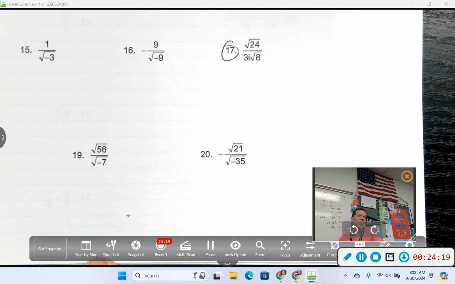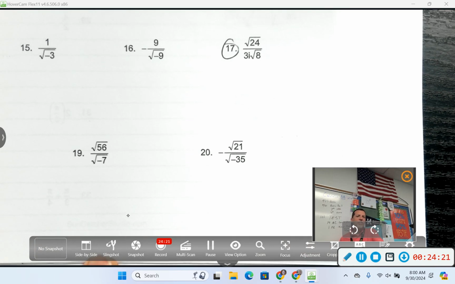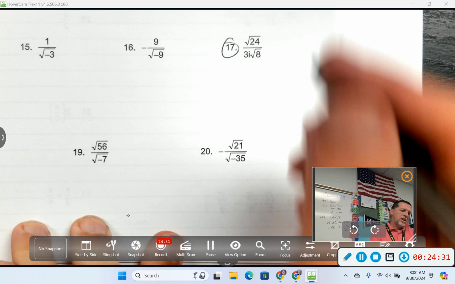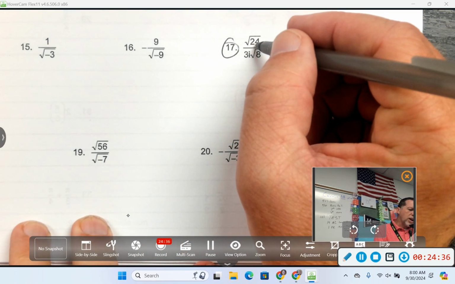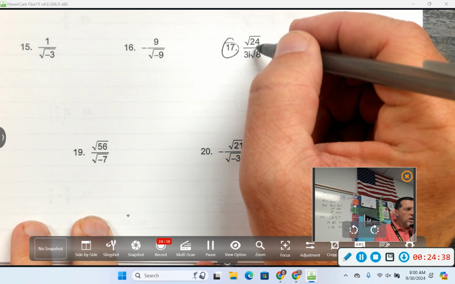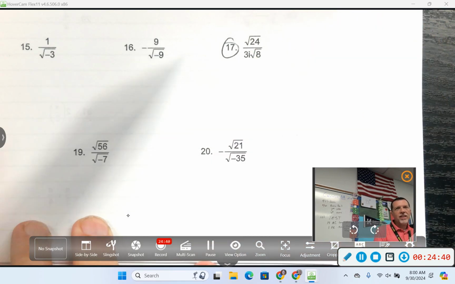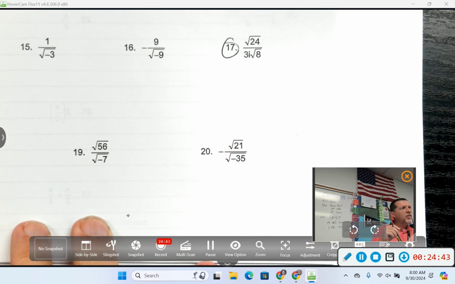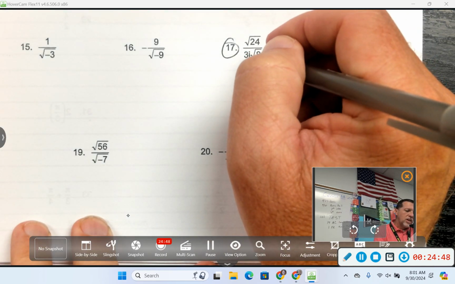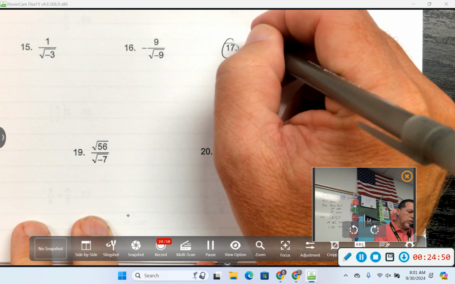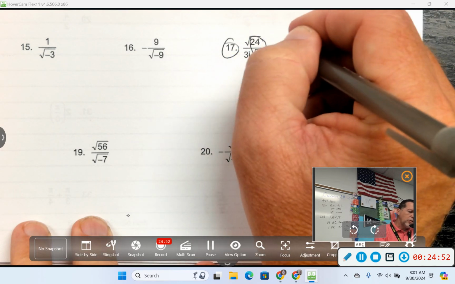So, 17. What do you want to do first on 17? Simplify what? 24. The square root of 24? And square root of 8. Okay, here's a bit of a trick. If they're both under the square root, you can simplify the 24 and the 8 together. So rather than changing 24 into 2 root 6, you could just reduce the 24 and the 8. 24 divided by 8 is 3.